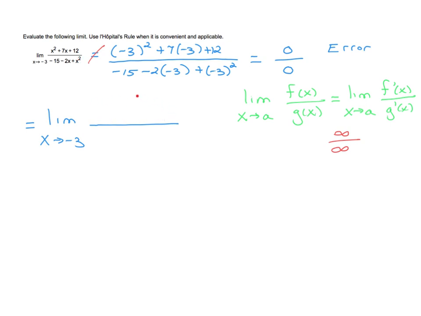So the thing that will go here is the derivative of the top. The derivative of x squared is 2x. Then we'll add on the derivative of 7x, which is plus 7. And the derivative of 12 is 0, so I'm not going to write it. Now for the denominator, the derivative of -15 is 0. I won't write it. Minus the derivative of 2x, we'll get -2. And then we'll add on the derivative of x squared, which is, again, 2x.